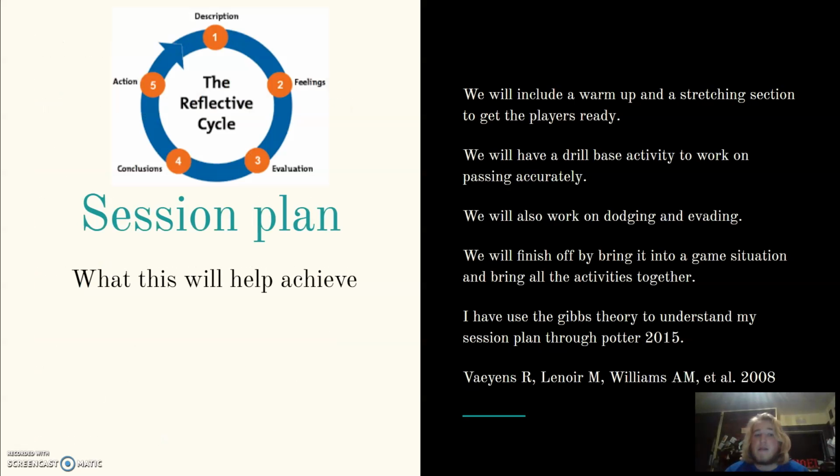So I've created a session plan or an activity that will help improve this. We'll have a warm up, just stretch the players, getting ready. We'll have a drill to work on passing accurately. On this drill, it'll also work on dodging and evading for running the ball in, and we'll finish it off by bringing it into a game situation. For my work, I've used the Gibbs theory, so the reflective cycle. I've described the activity, I've thought on my feelings, and I've decided why I've gone with that. I've evaluated why. I've come to my conclusion and I put that into action.